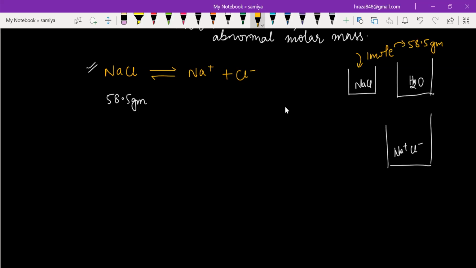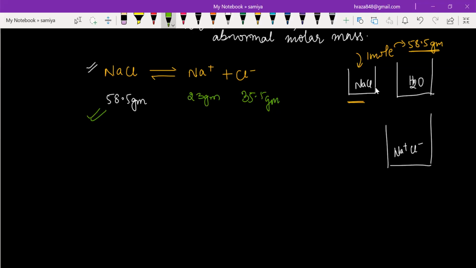Yes, sir. If you are going to pick 1 mole from this container, it will have a value of 58.5 gram. Initially it was pure, then it was in this form NaCl, but when you put this in water, it will be in Na plus and Cl minus, and Na plus will have 1 mole of mass 23 gram, and Cl minus will have 1 mole of mass 35.5 gram. Yes or no?